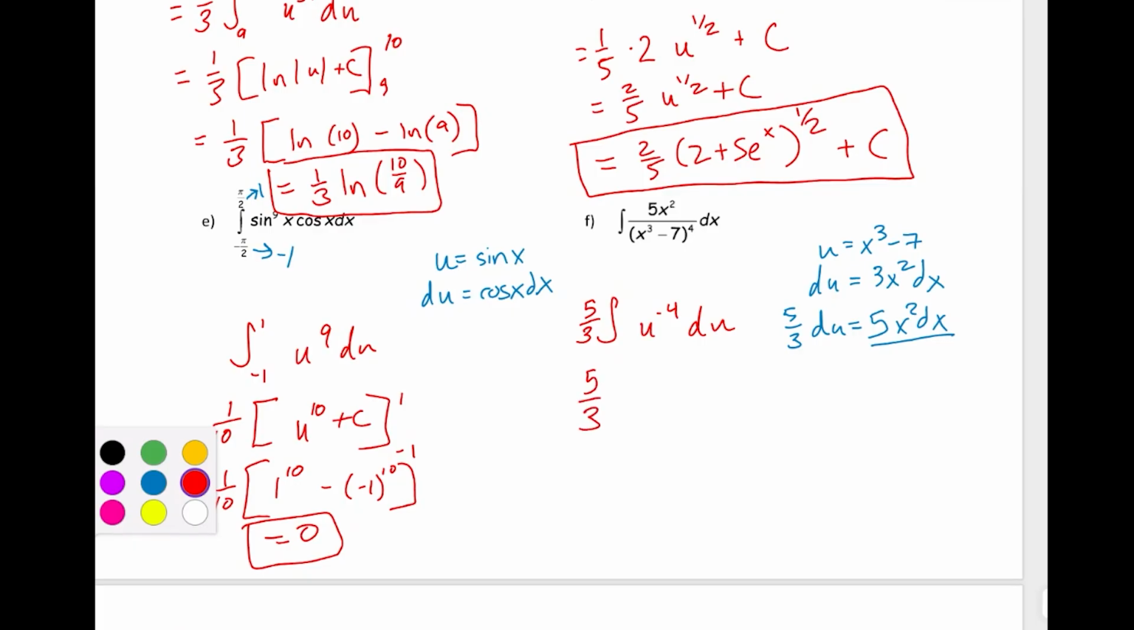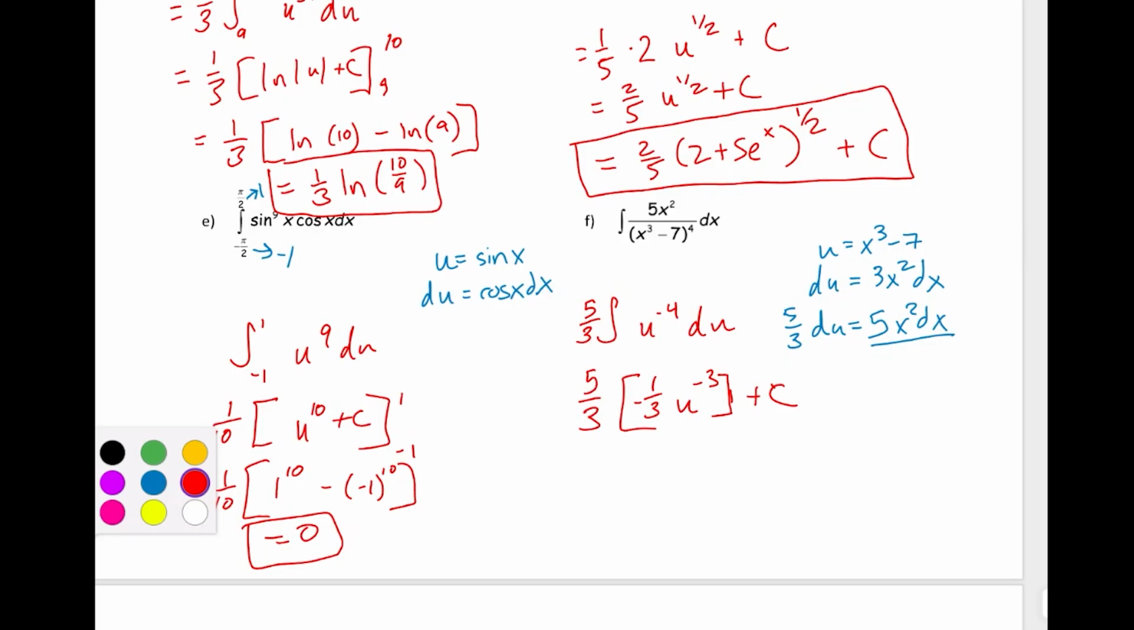So we've got 5/3 times u. We're going to increase that exponent by 1, so it becomes negative 3. And we're going to divide by negative 3, which would be the same thing as multiplying by negative 1/3. Yeah, plus c. The plus c could be on the inside or the outside of the brackets. It doesn't really matter because it's just a generic constant.